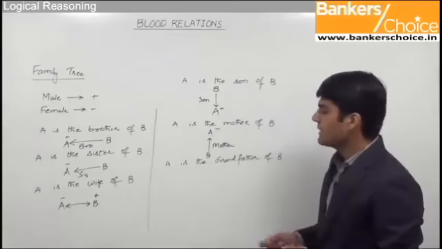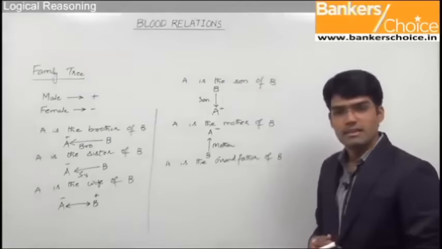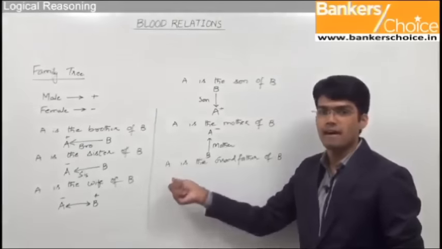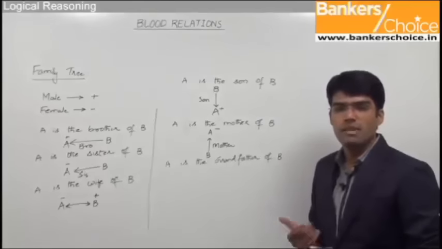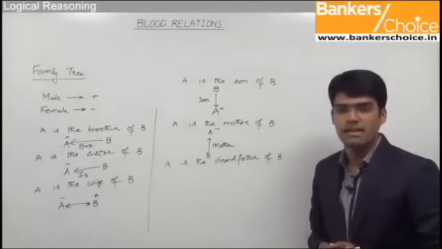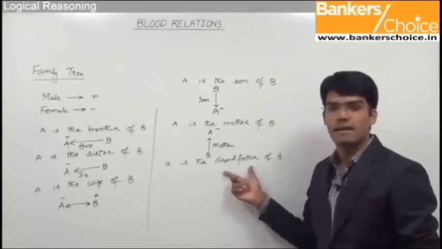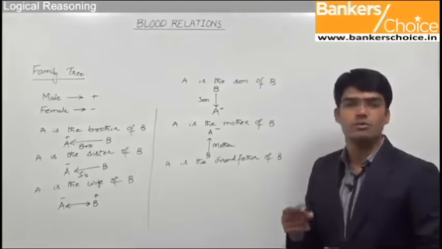Let us now take the last one. In this case, you can see that A is the grandfather of B. So from this, we can say that A is a male person as he is the grandfather. But again, the gender of B is not known. B can be a male grandchild or a female grandchild. So we can say that A is a male person and he is the grandfather. That means the generation gap between A and B is of 2 levels.